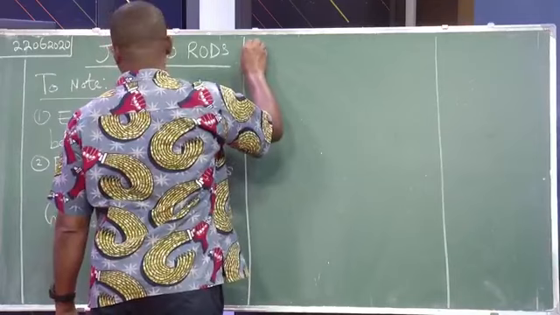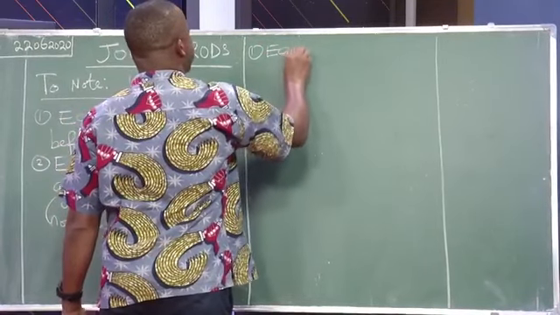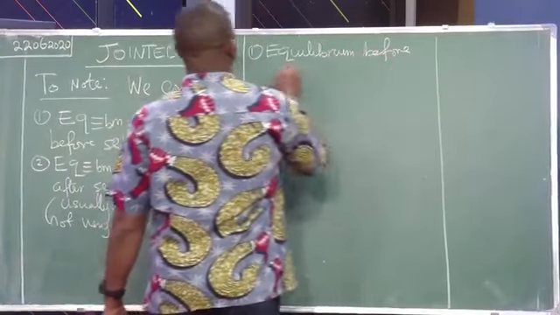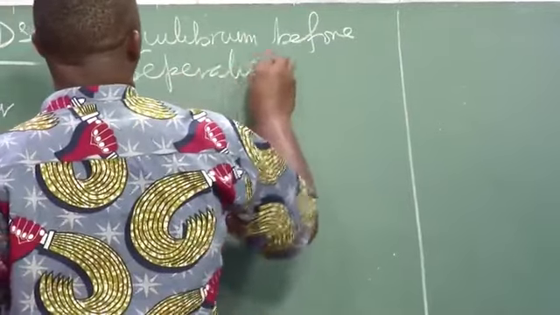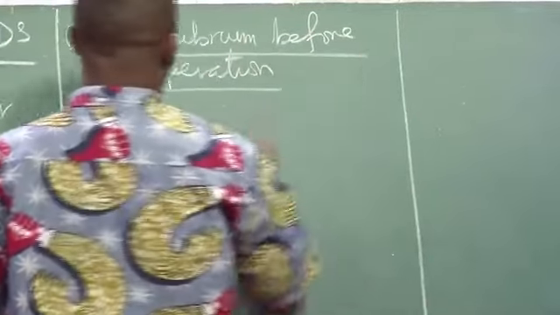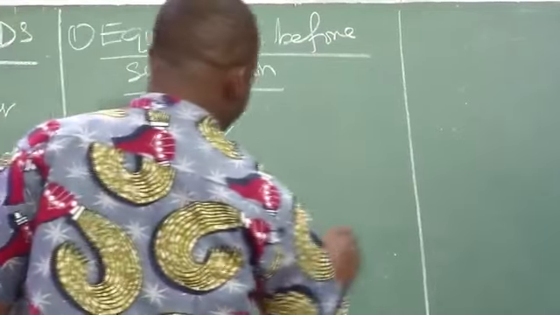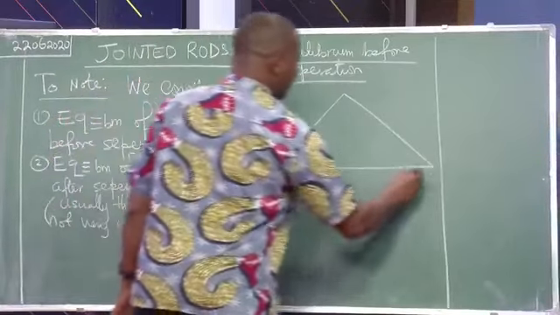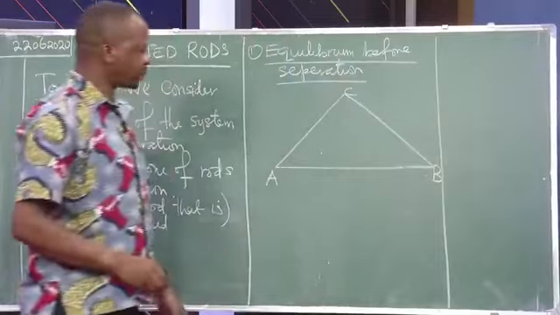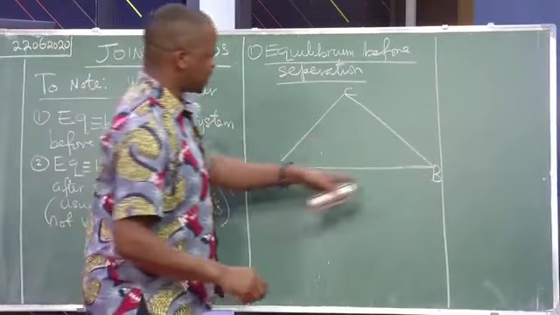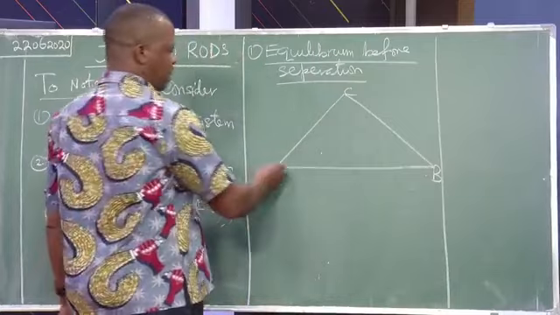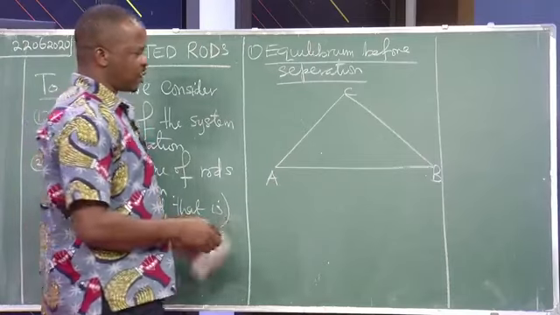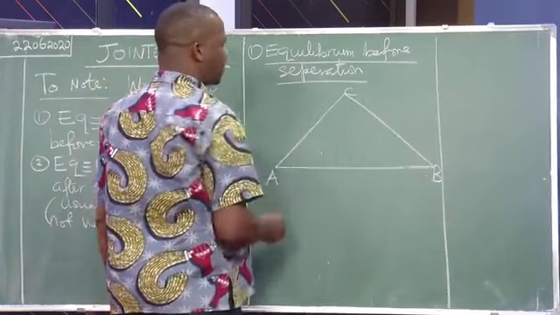That one, equilibrium before separation. If we have two rods, A, B, C, the rods are AC and BC. They are joined by a string. Usually the strings we consider here are inextensible strings. In other words, these strings cannot increase in length. They have a fixed length.